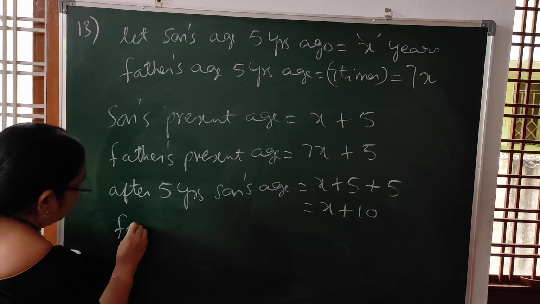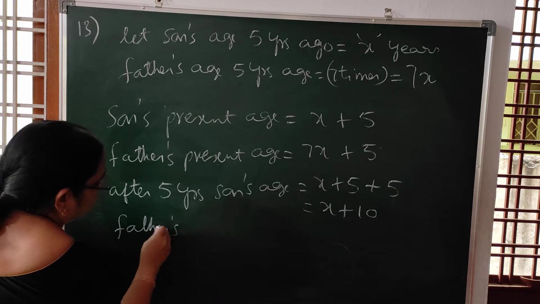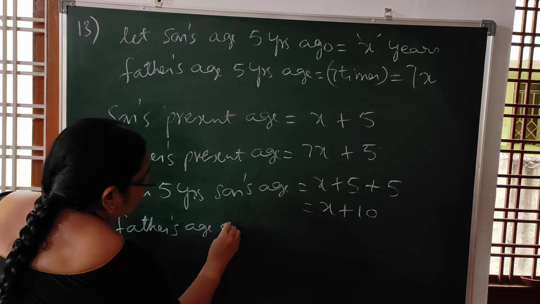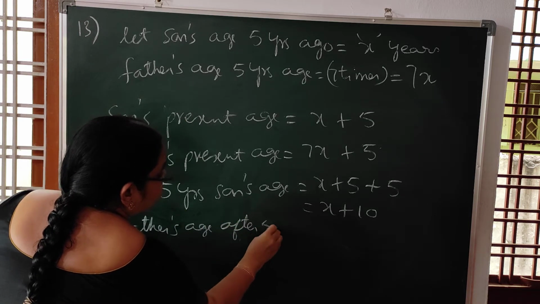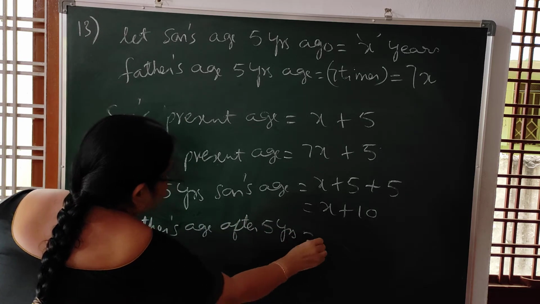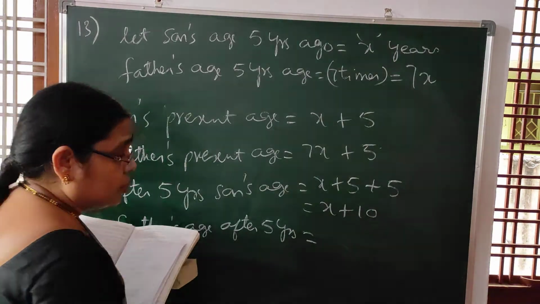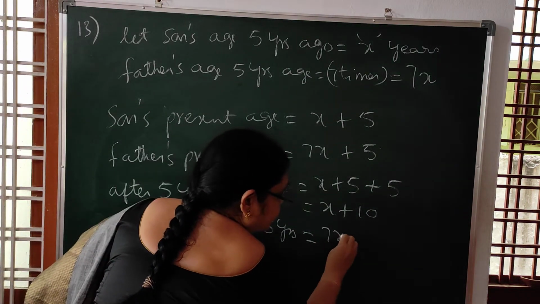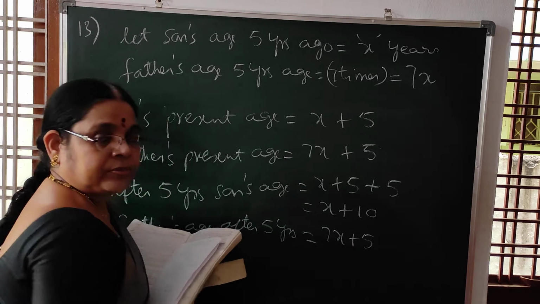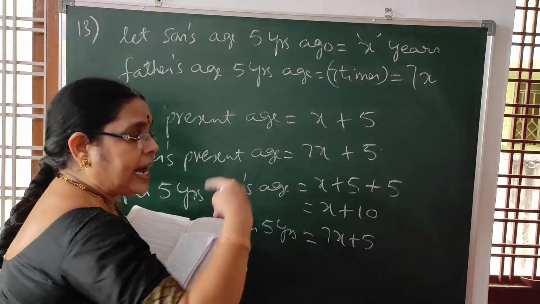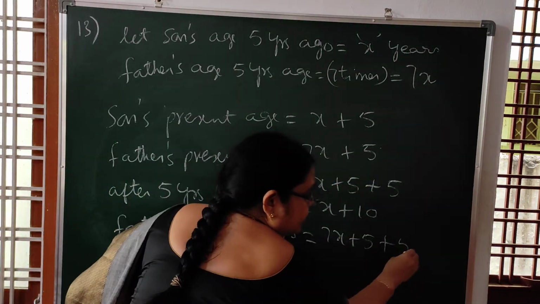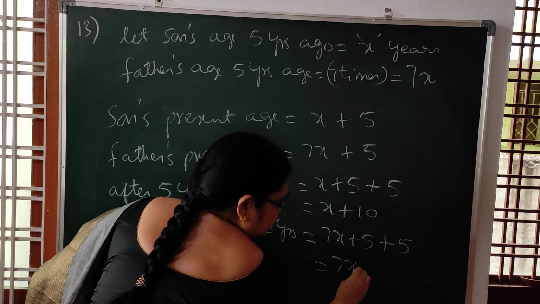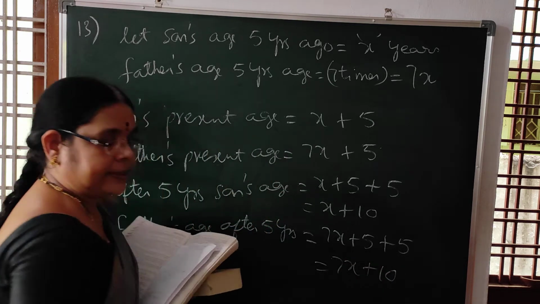Next, father's age after 5 years. What is father's present age? Now he is 7x plus 5 years. After 5 years he will be plus 5 years. That means 7x plus 10 years.